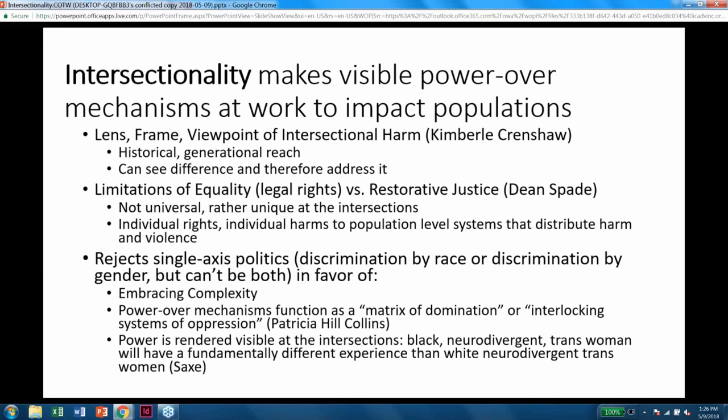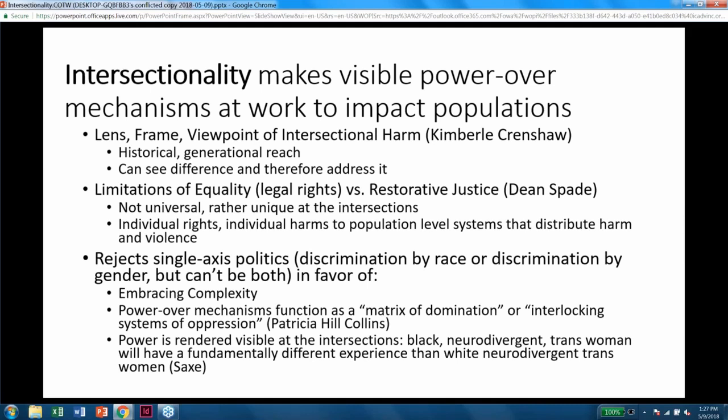Kimberlé Crenshaw is the coiner of the term intersectionality. In 1991, she wrote about intersectionality as a Black feminist analysis of the limitations of legal equality and of single-axis social movements like the movement to end violence against women, which meant often ending violence for white women. And Crenshaw, in that foundational piece, also critiques how race studies still often only looks at systemic racial violence against men and boys.